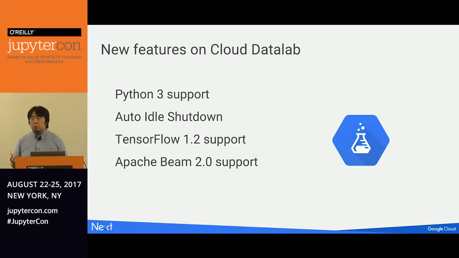It includes support for Python 3 and the auto-idle shutdown feature, because Datalab is running on a Google Compute Engine instance on the cloud. If you leave it running, then you'll be charged for the virtual machines. So now it supports being shut down automatically so that you don't have to worry about the charges. And also it supports TensorFlow 1.2 and Beam 2.0.